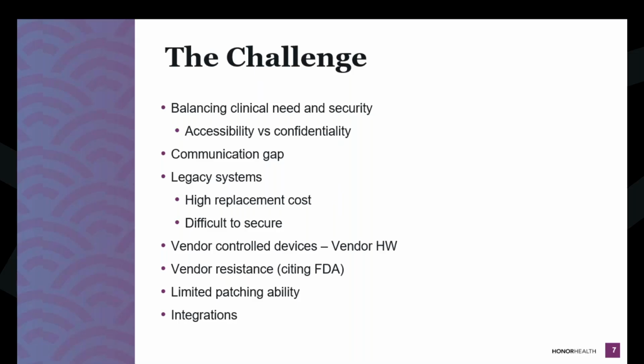Okay, let's replace a $1 million piece of equipment, right? It's not that easy. You have to come up with the funds. So the high replacement cost, and the devices are just very difficult to secure.